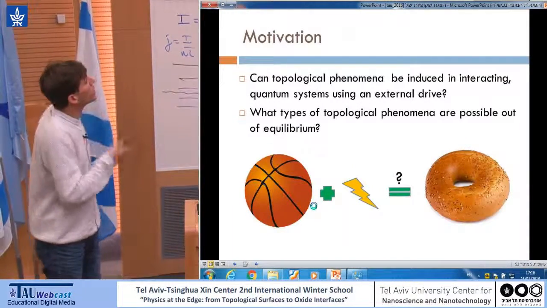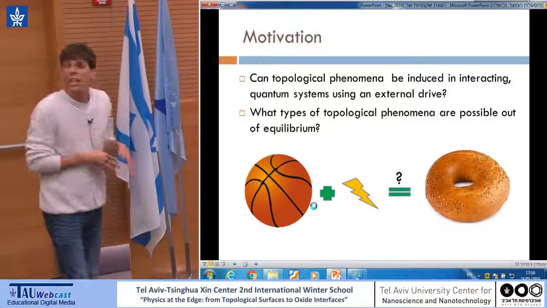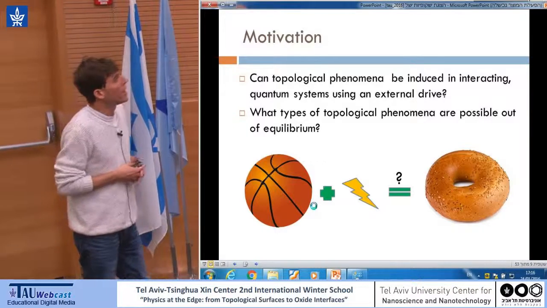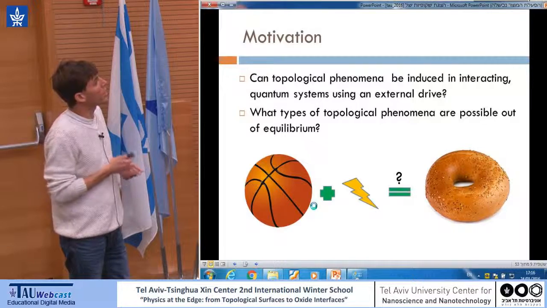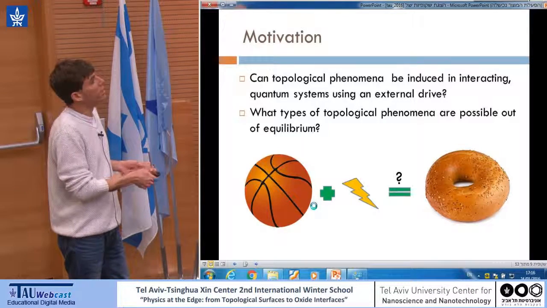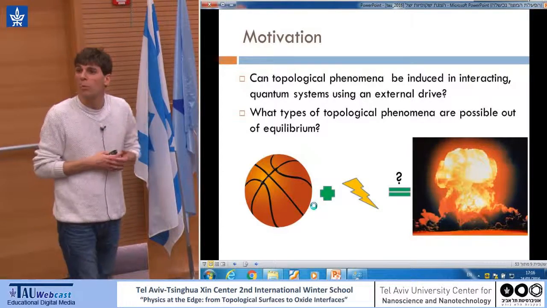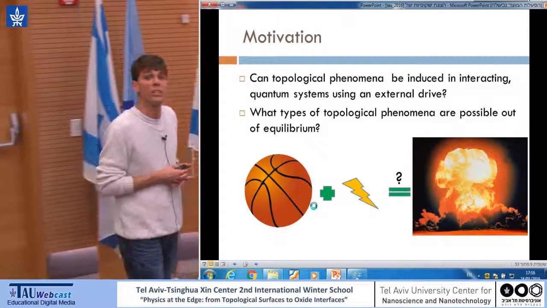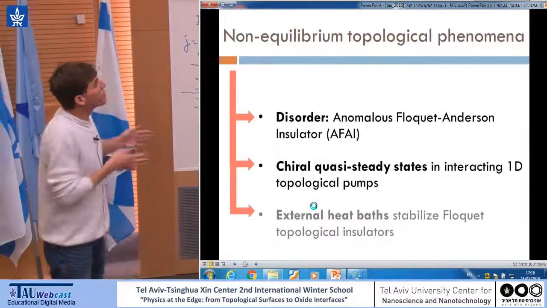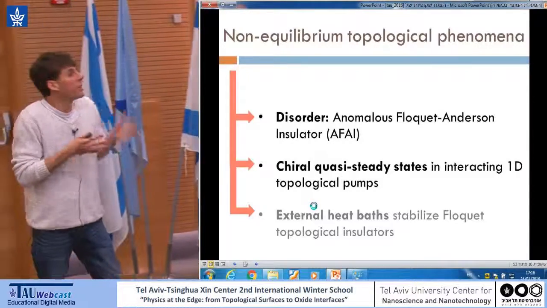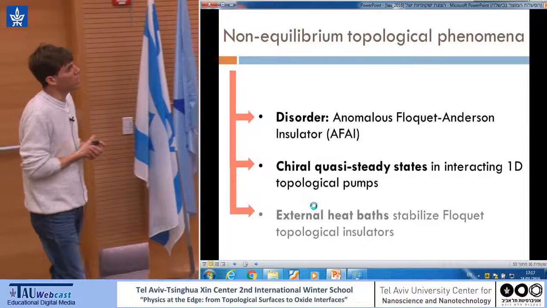Okay, so now we want to ask the question, can we actually find or see topological phenomena in systems which are interacting and externally driven? And what types of topological phenomena can we find? So actually, can we get this kind of topology change by adding a time dependence to a system, or are we going to end up always with a very hot and uninteresting state? So there are 3 ways which you could imagine doing this. I mean, there could be more. These are 3 ways which we thought about proceeding.